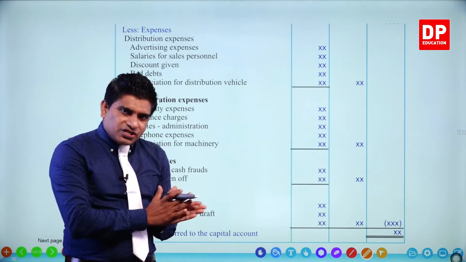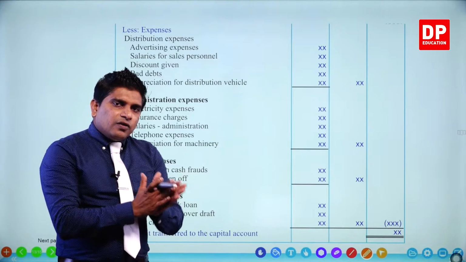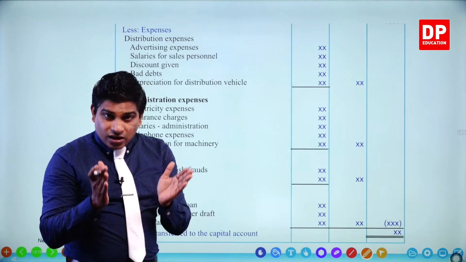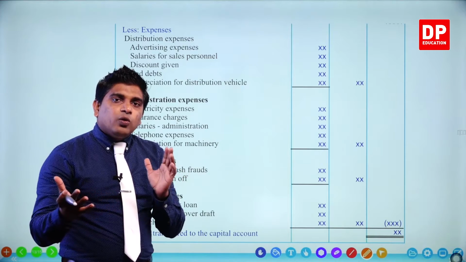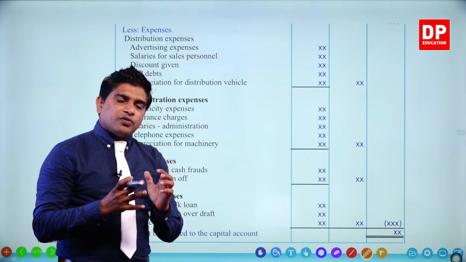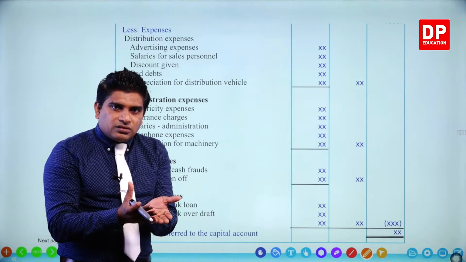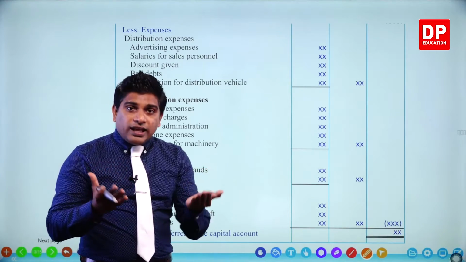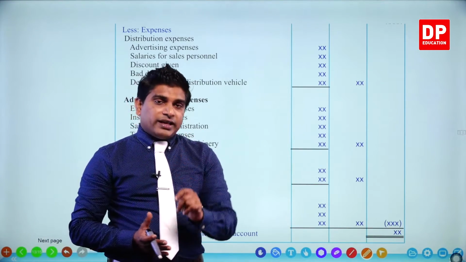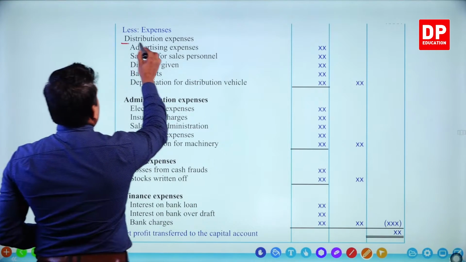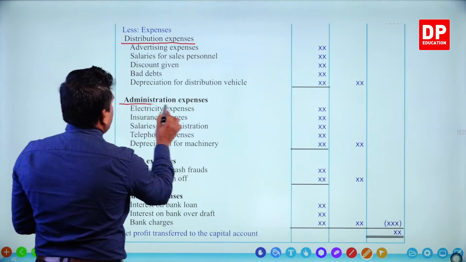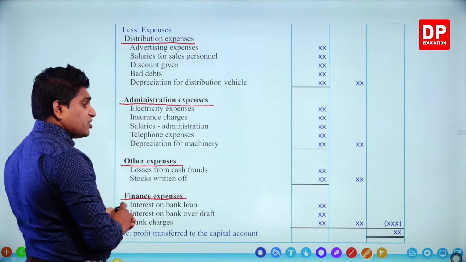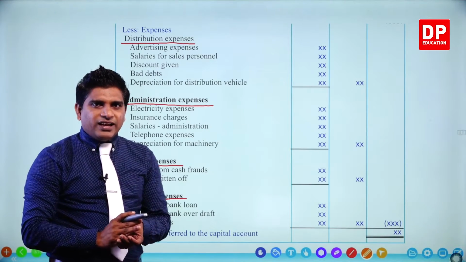Expenses. Income part finish. Sales, subtract cost of sales, then you can see the gross profit. After the gross profit, we write all other income plus gross profit, the total we write. From that answer, we subtract total expenses. But you know, total expenses here we have to classify under main 4 categories: distribution expenses, administration expenses, other expenses, finance expenses.